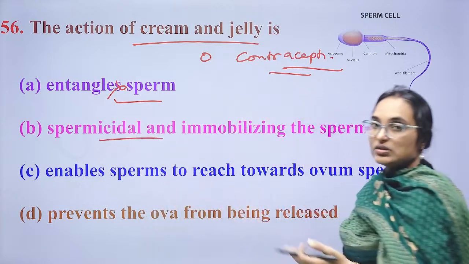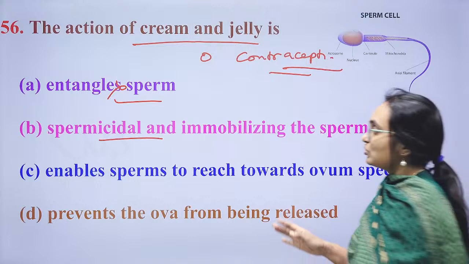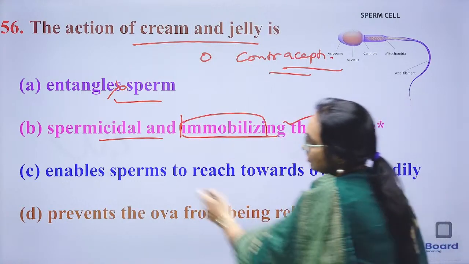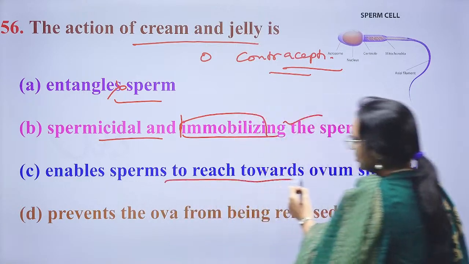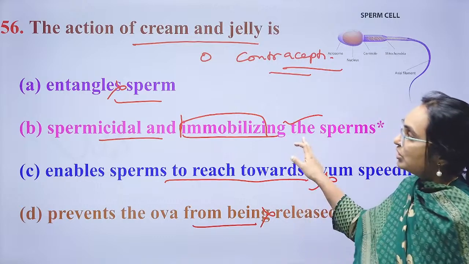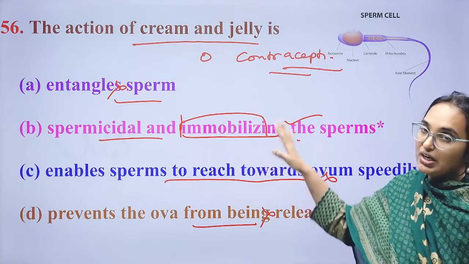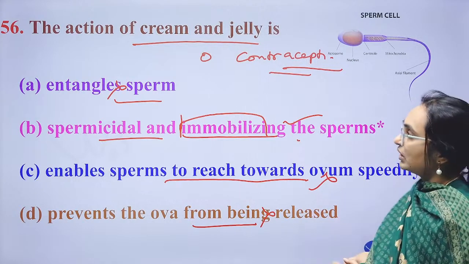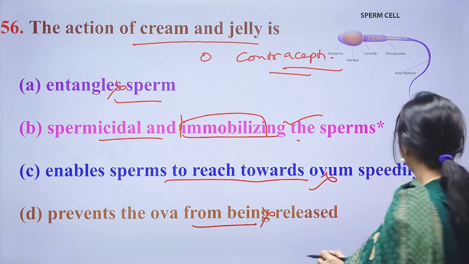No, it is used to stop the sperm. So spermicidal or immobilizing the sperms. Enables the sperm to reach towards the ovum, no. Prevents the ovum from being released, no. So option here is 56B, spermicidal and immobilizes the sperm so that it does not reach the egg. So 56 answer is B.